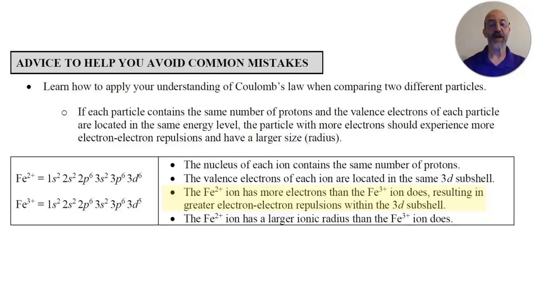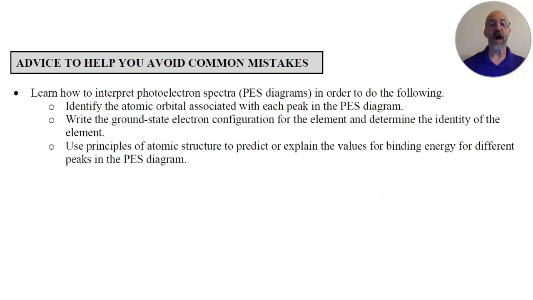So since the Fe2+ ion has more electrons than the Fe3+ ion, that results in greater electron-electron repulsions within the 3d subshell. We would expect the Fe2+ ion to have a larger ionic radius than the Fe3+ ion. And then that comment about photoelectron spectra: learn how to interpret PES diagrams, so photoelectron spectra, in order to do the following.